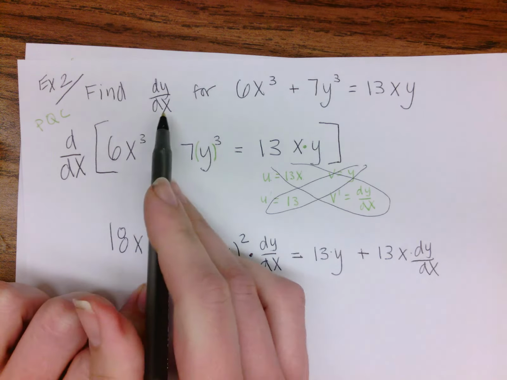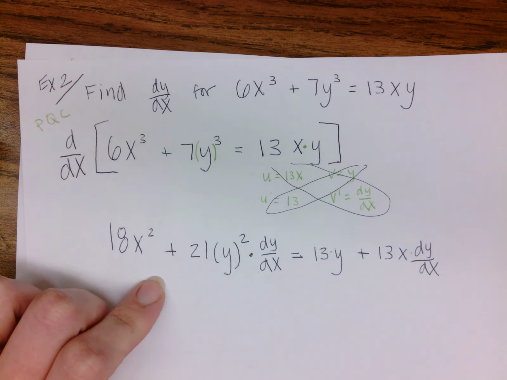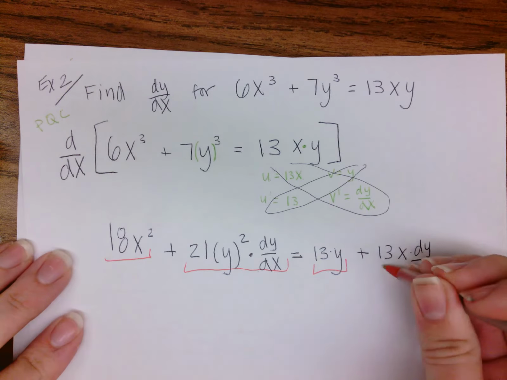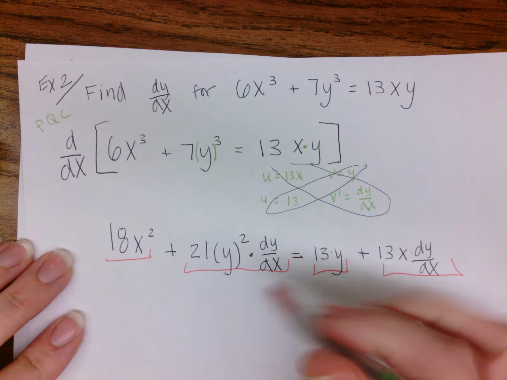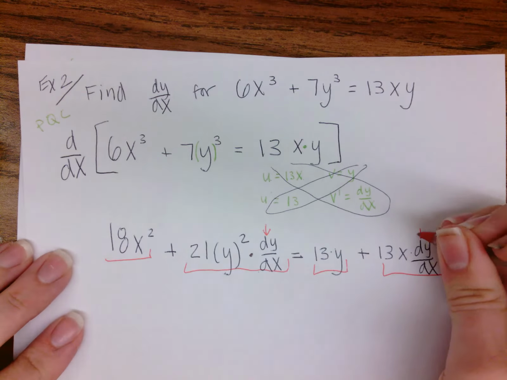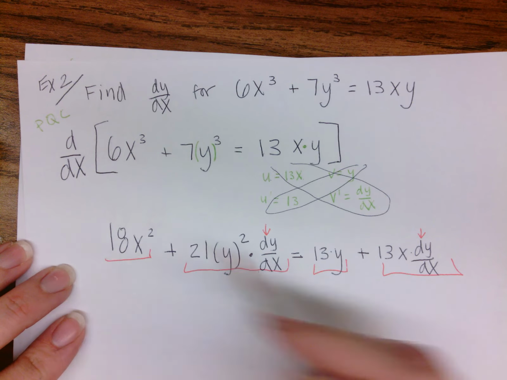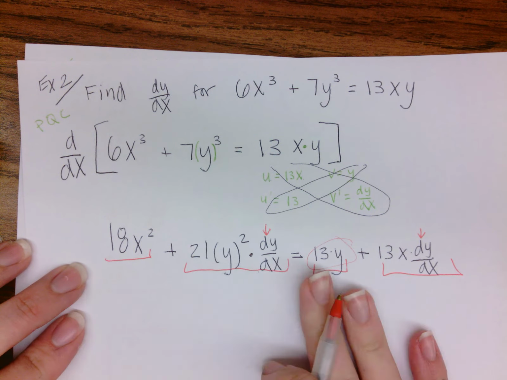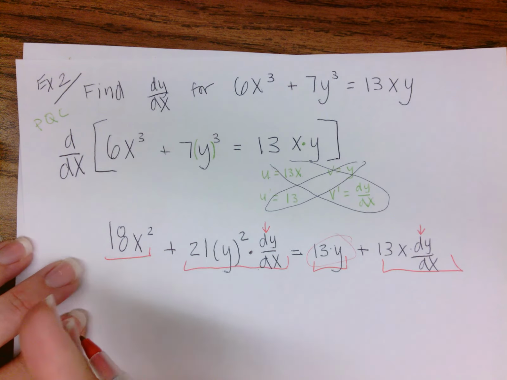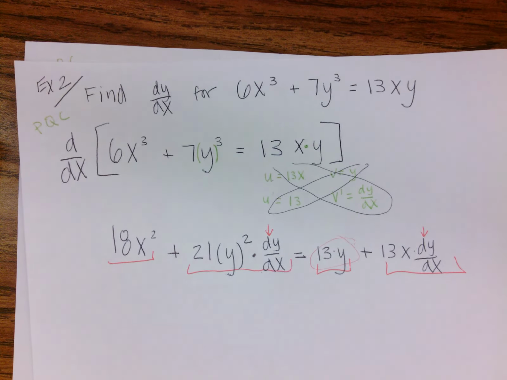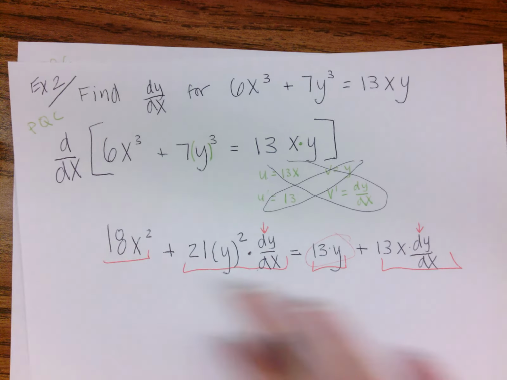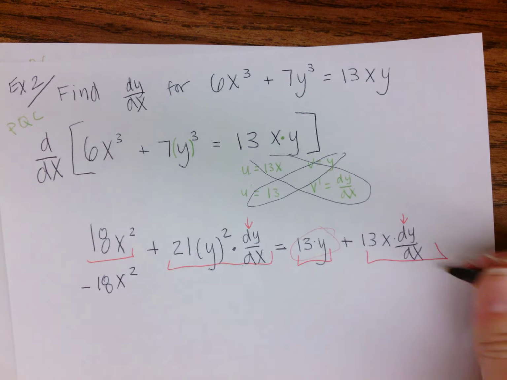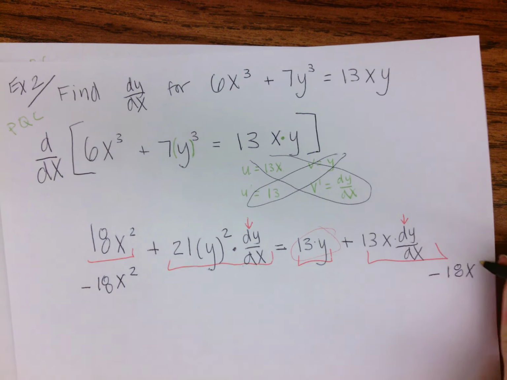Now my goal is to find dy/dx, but everything's kind of messed up here, all in different orders. I have 1, 2, 3, 4 terms. 2 of the terms have dy/dx, and 2 of them do not. The terms that do not have dy/dx need to go to the right, and the terms that do will go to the left. I'm going to do this all in one step. 18x squared does not have dy/dx. That's going to move over to the right, minus 18x squared. Whatever you do to one side, do to the other, minus 18x squared.